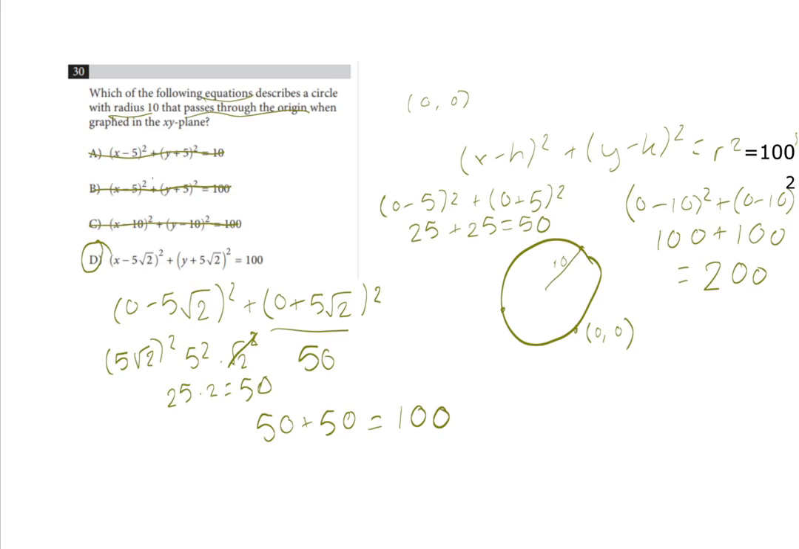And that's also a good time to mention that being able to do math quickly in your head instead of writing it out like this can help you a lot. Like you automatically know 0 minus 5 squared is 25, so it can't be this one. 0 minus 10 squared is 100, it can't be this one. But also knowing the equation, because you had to have known that the equation was r squared, so it had to equal 100, and then you could eliminate A.